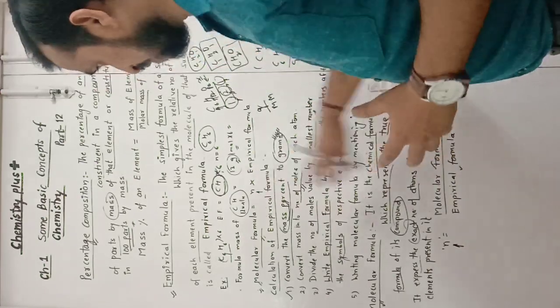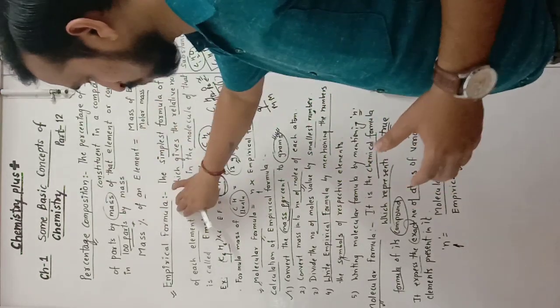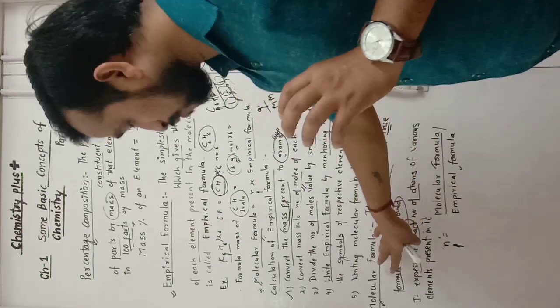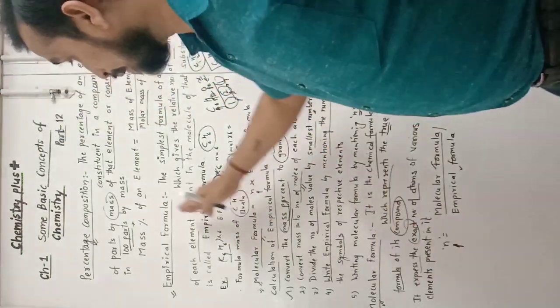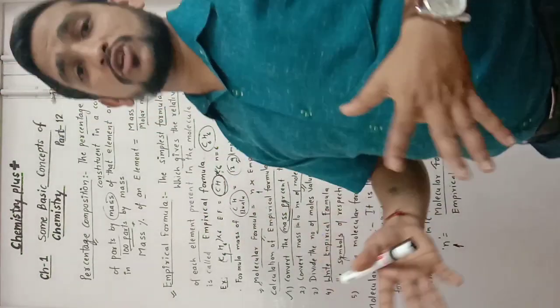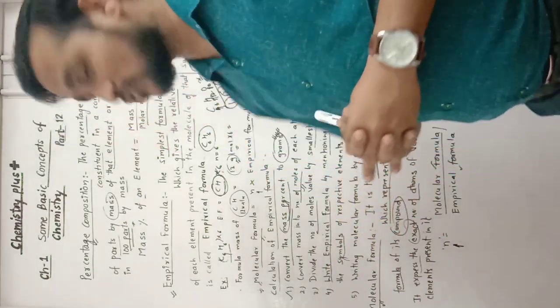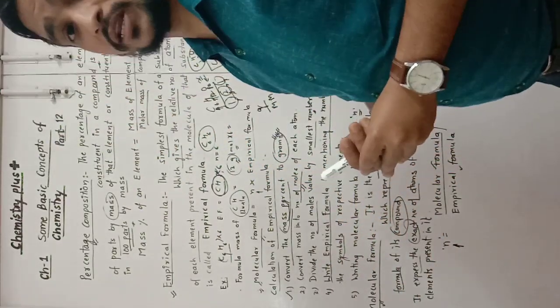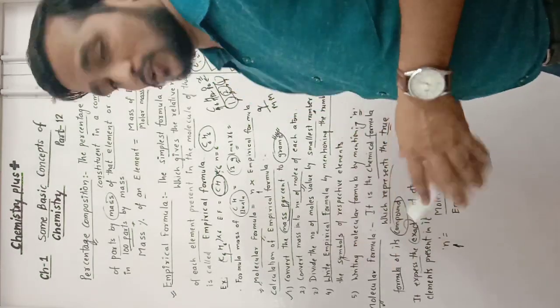So again, I went over the empirical formula and the molecular formula, because the molecular formula is the exact composition and the empirical formula is the simplest composition of any given compound. So that's all for percentage composition, empirical formula and molecular formula.